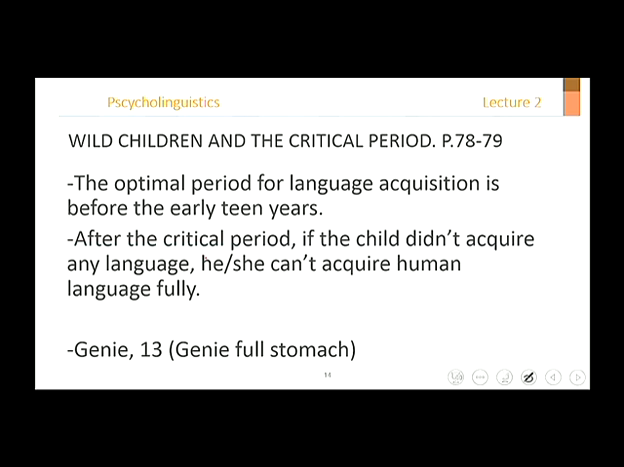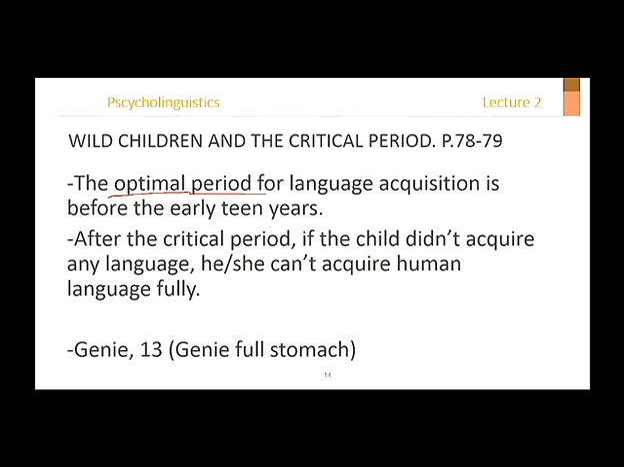Right. Now, children and the critical period for language acquisition. There is a critical period for language acquisition. We know that children are really, really good at language acquisition. But sometimes, at a particular age, if the child did not acquire language, he or she will not be able to acquire any other language after this critical period. Okay? So, what is the optimal period? Optimal here means the best. So what's the best time or period for language acquisition?